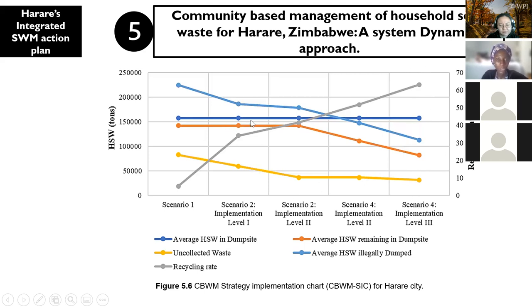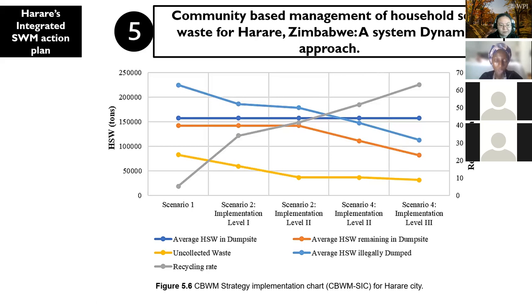So why would we have the same amount of waste in the dump site? Because composting of food leftovers is done at the household level, and we are assuming that paper and plastic recycling is going to be done at the dump site. We are assuming that the capacity of the municipality to collect waste remains the same. The amount of illegally dumped waste starts to reduce when we implement paper and plastic recycling, because we are removing that paper and plastic from the waste that is already in the dump site.